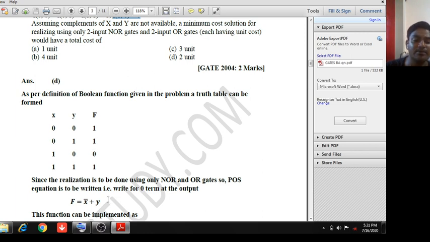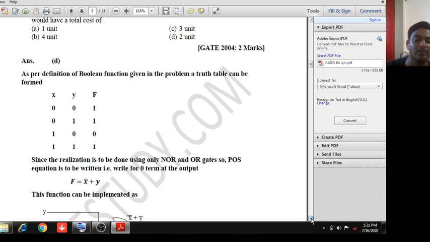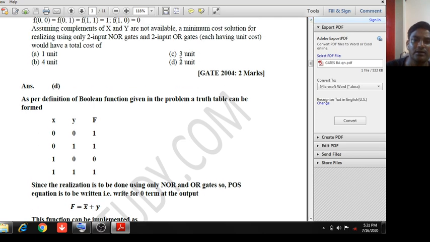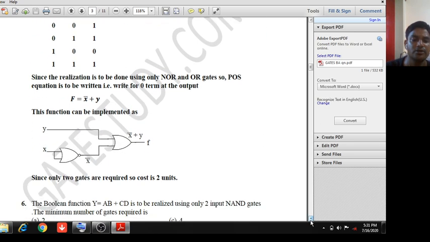Now you could apply De Morgan's theorem, but you do not need to, because in this case you can use an OR gate. x bar is one NOR gate, and then plus y, x bar plus y. So only two gates are required, and the correct option is 2. This is your answer D. This is a GATE 2004 question.